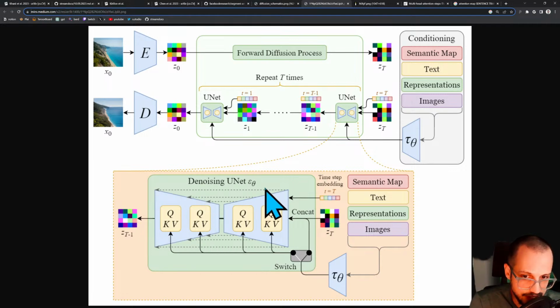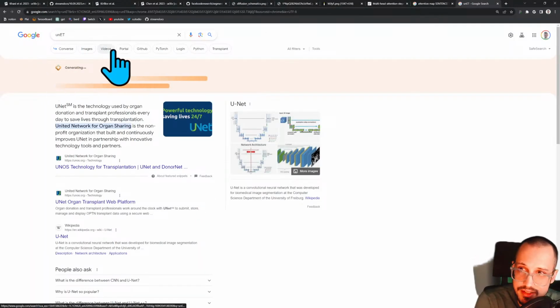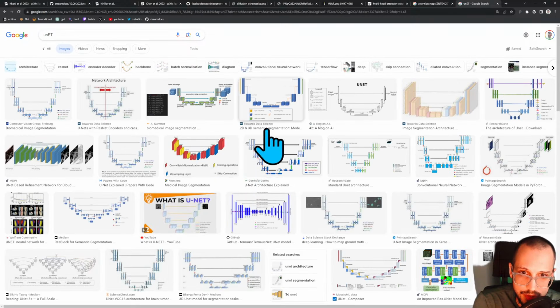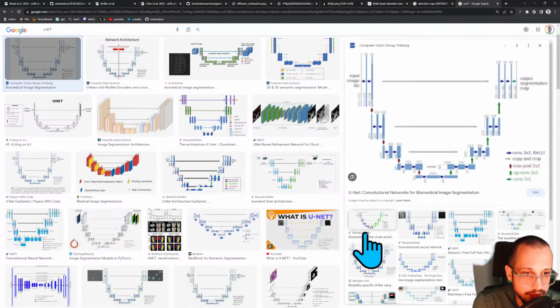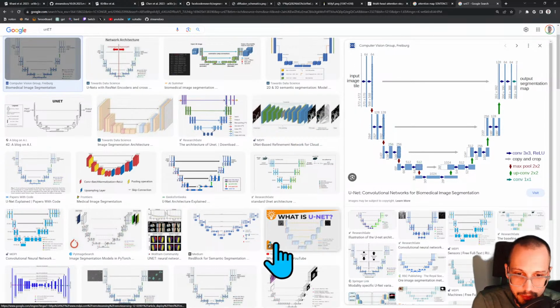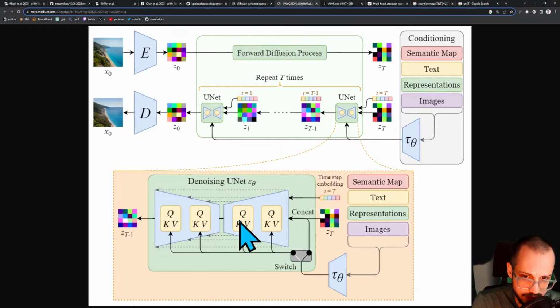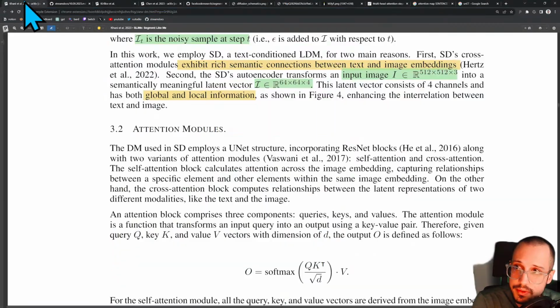If you can have UNets that are ConvNets, right? I think the original UNet was a ConvNet, for sure, because, yeah, this is the original UNet right here. You see, it's just a bunch of convolutions. But here, this diagram, these are attention modules.